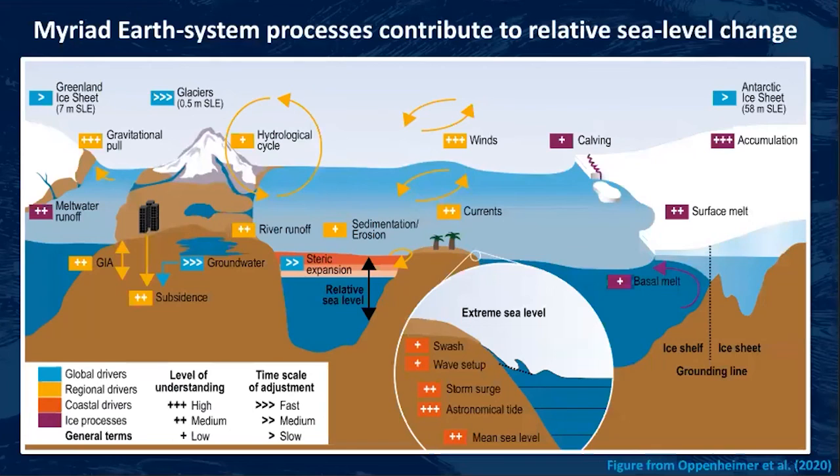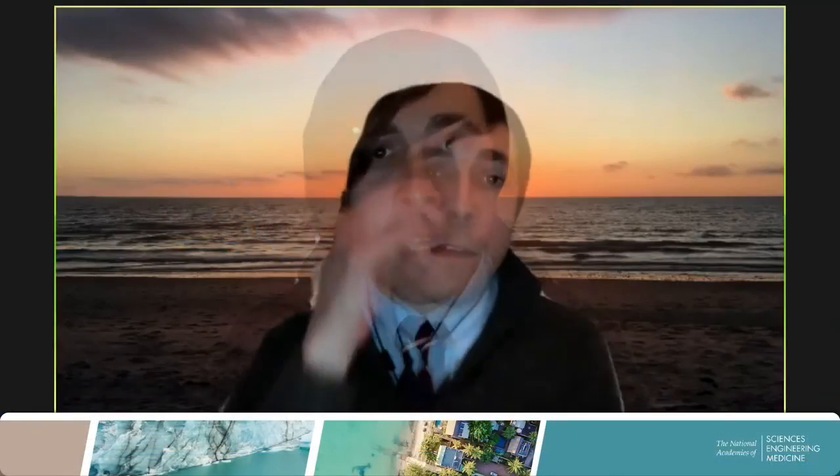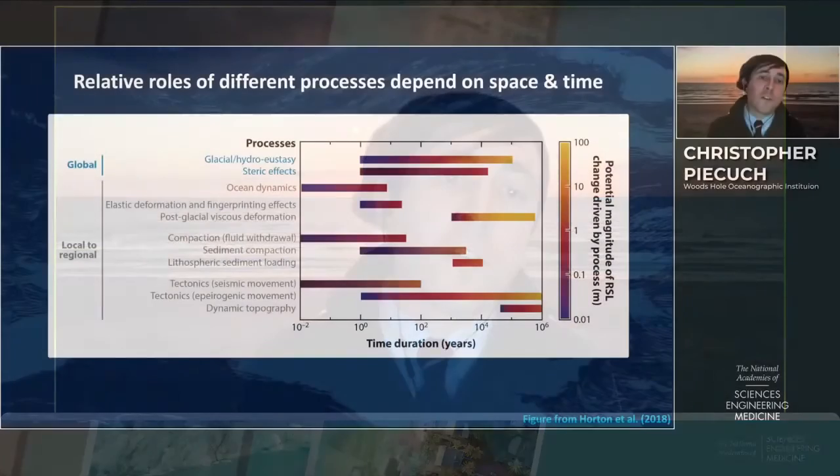So it's a diagram from the recent IPCC special report on oceans and cryosphere. And again, just to remind you, what we're illustrating here is the myriad earth system processes that, depending on spatial scale, contribute to sea level change. Here is another version of the same figure.